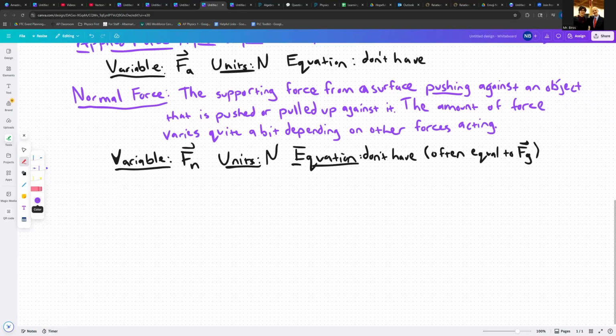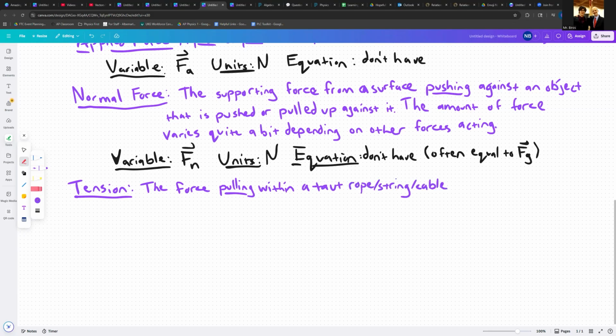All right, tension. This is the force pulling within a taut rope, string, or cable. Taut just means pulled tight. The requirement for tension is that the rope, string, or cable does need to be pulled tight. There needs to be some tautness to it. And then there's a force of tension that pulls within that rope, string, or cable, right? So the tension goes all throughout. Once you pull a cable tight to support a building beam or something, now there's a force of tension throughout that entire cable.